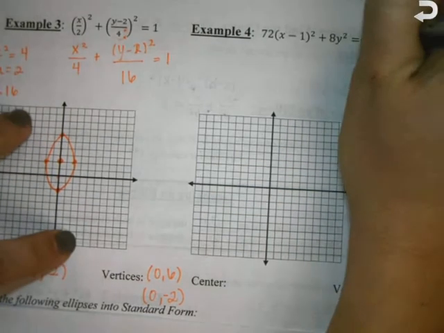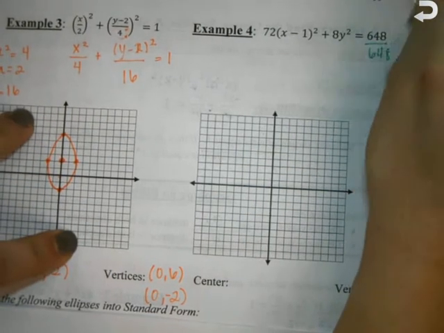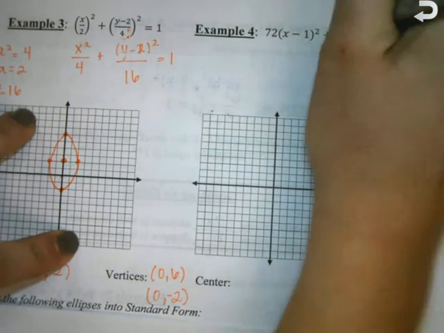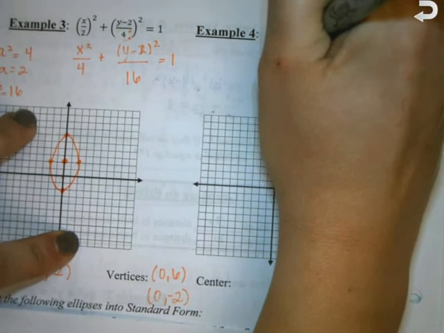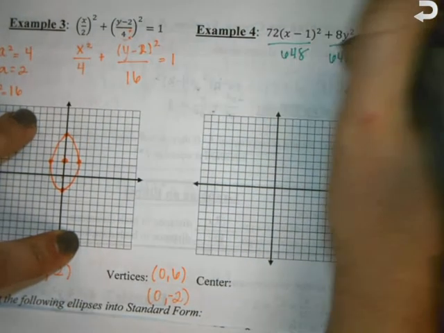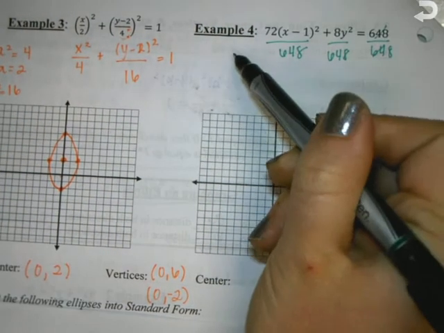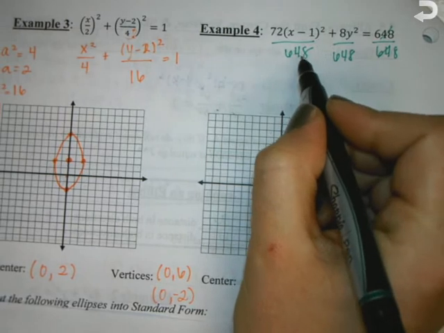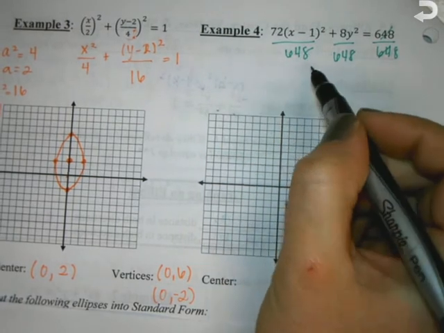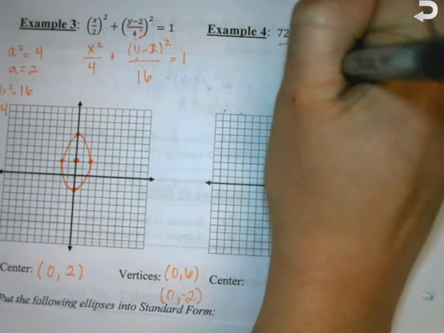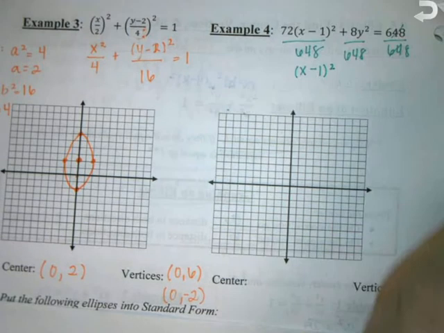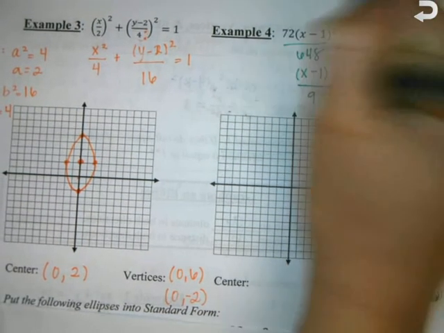Okay, so that's going to give me 72, and 648 do reduce. 72 goes into 648 9 times. So this is going to be (x minus 1) squared over 9, plus 8 goes into 648 81 times.